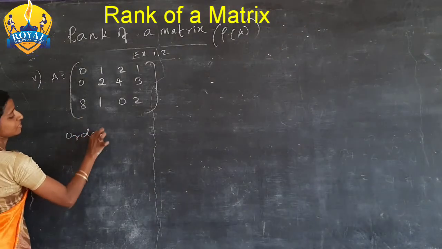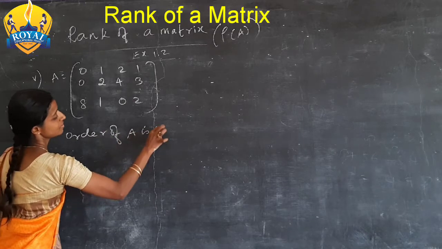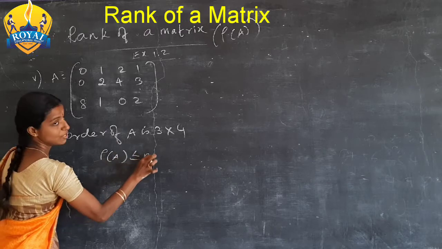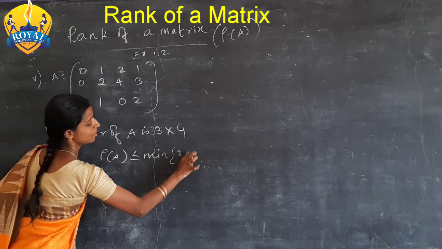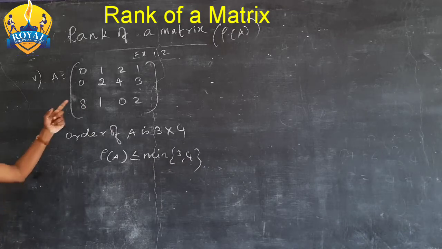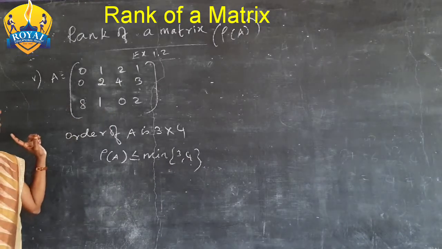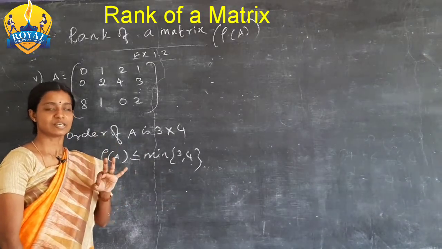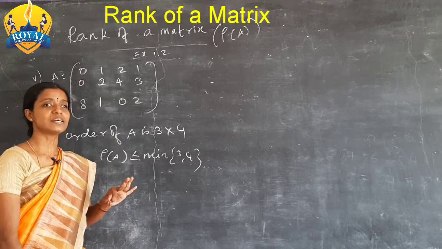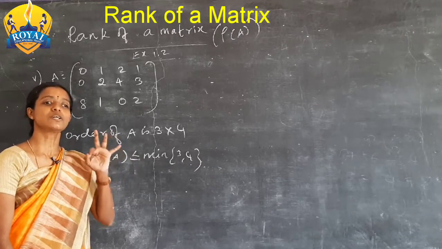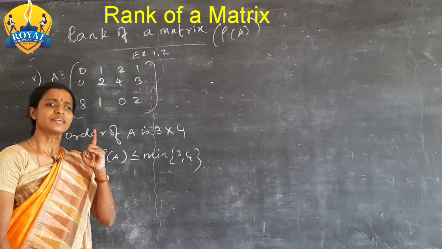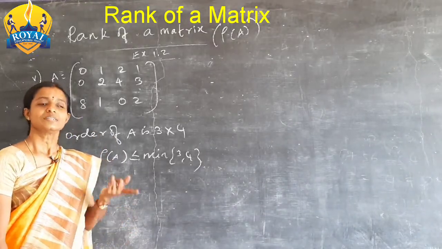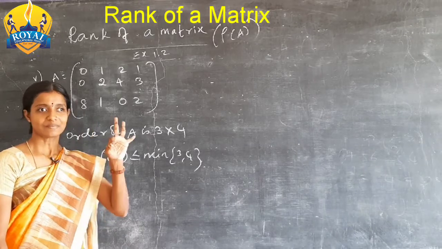So my first statement is order of A is 3 cross 4. My rank of A should be less than or equal to minimum of 3, 4. Now since it is not a square matrix, I have 3 cross 4, so my minimum value is 3. So first I can consider all possible 3 cross 3 minors. If at least one of the 3 cross 3 minors does not vanish, then my rank is 3.